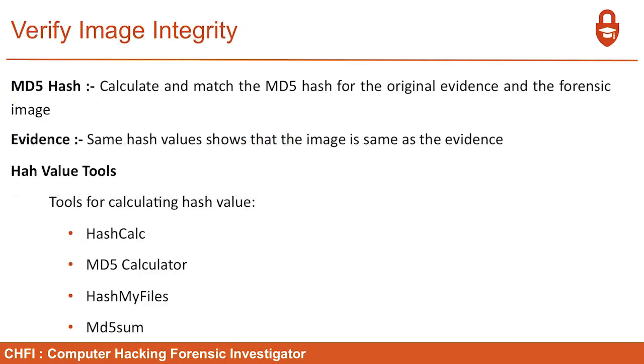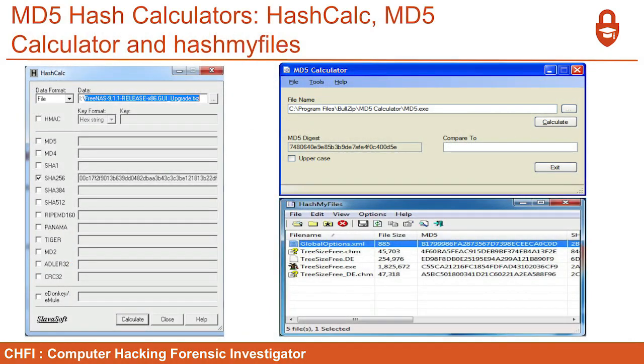Verify image integrity. For maintaining the image integrity, you can calculate the MD5 hash. The hash value shows the image is the same as the evidence. Tools used for calculating the hash value: HashCalc, MD5 Calculator, HashMyFiles, MD5sum. There are some other tools available. So this is a sample. We will be doing this tool in the practical modules when we will be taking the image and doing the duplication.